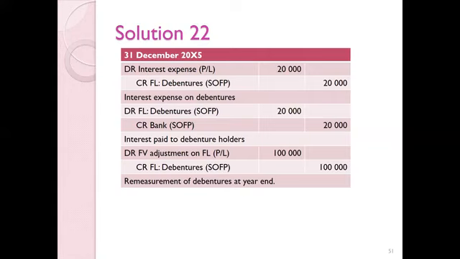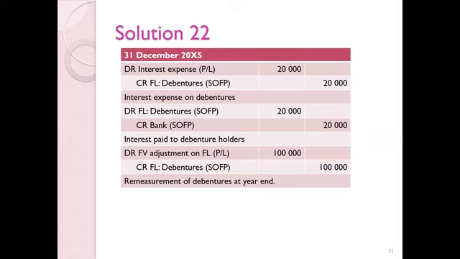So debit our interest expense of 20,000, credit the financial liability. So that will always be your contra account with these first two journals at the end of December 20X5 that are taken directly from that effective interest rate table. And for the payment, credit bank of 20,000 and debit, your contra account is always your financial liability.